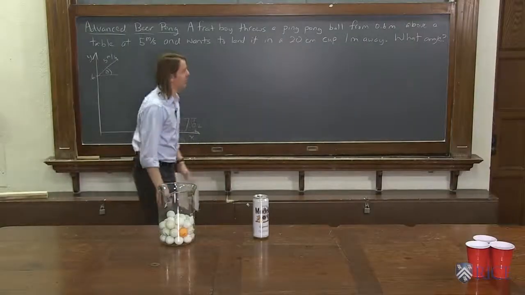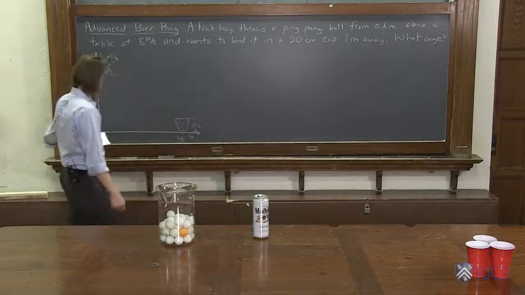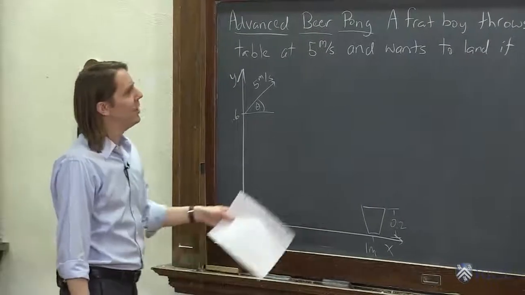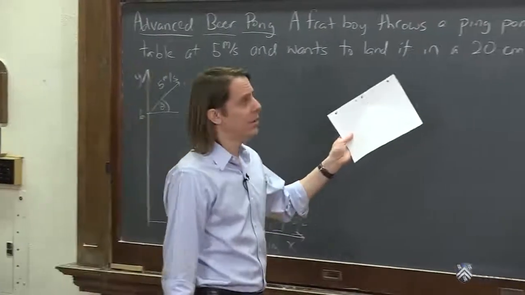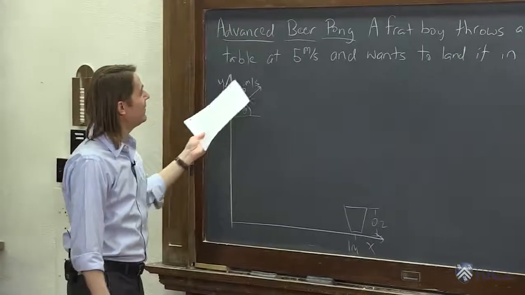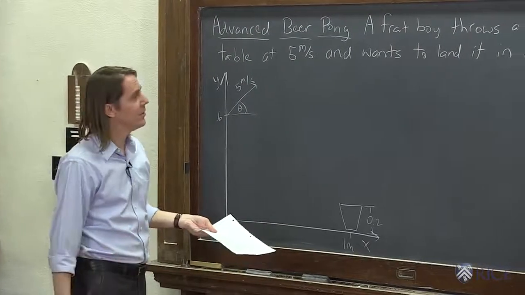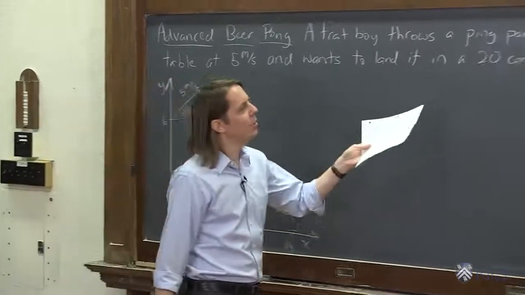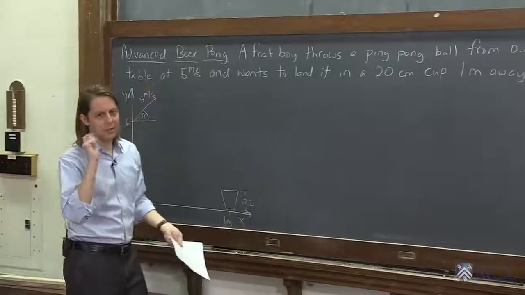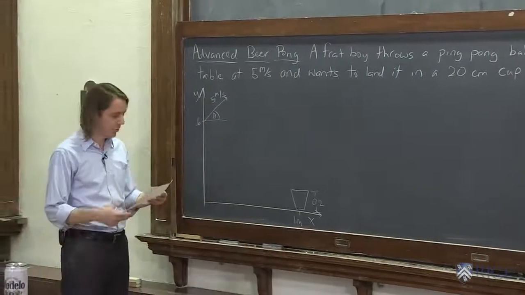And now for advanced beer pong. We're at the same party. Okay, so we've got a cup 0.2 or 20 centimeters high, 1 meter away, but now a frat boy is throwing the ball. And he's throwing it from 0.6 meters because he's a little bit taller. And he's throwing it at 5 meters per second because he's a frat boy. See, my narrative is consistent here. And he also wants to land it in the cup. And the question is, if he really has to throw it at 5 meters per second, what angle should he throw it at? That's what we're going to solve.